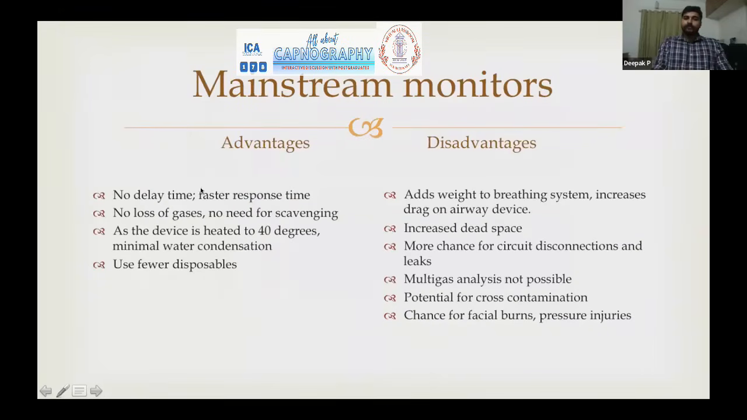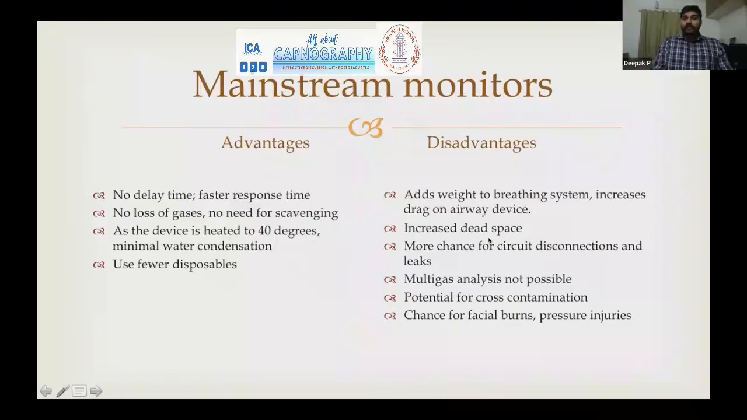Advantages: no delay time, therefore faster response. No loss of gases, and as the gases are not being taken out of the circuit, the heat is preserved, there is no condensation, and decreased chance for equipment failure. Poor use of disposables. Disadvantages are that it adds to the dead space, it adds to the weight of the circuit, increased drag on the tracheal tube, and chance for accidental extubation.